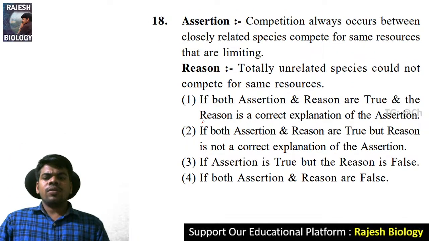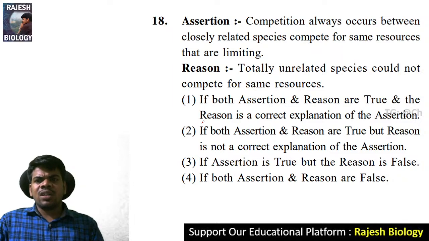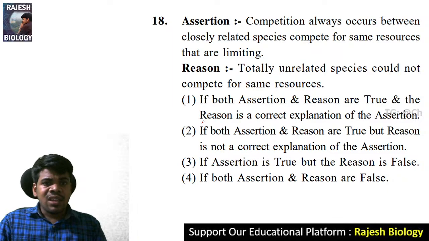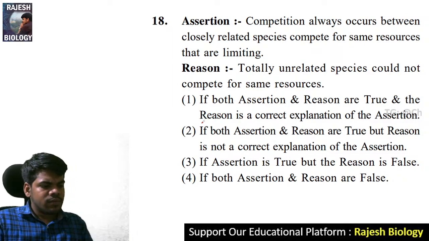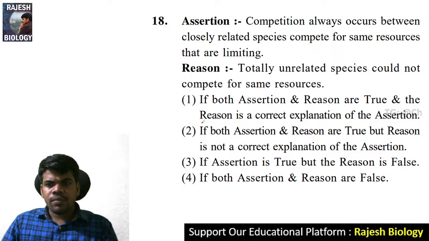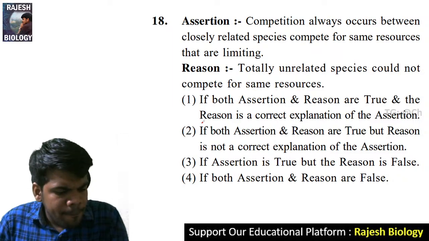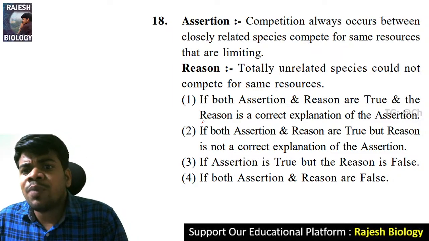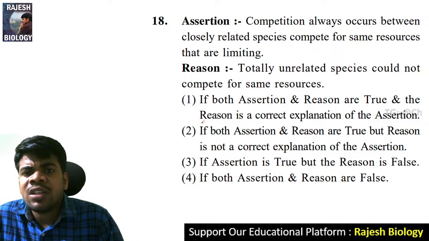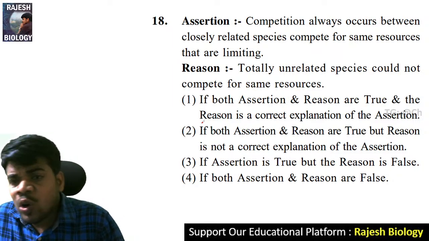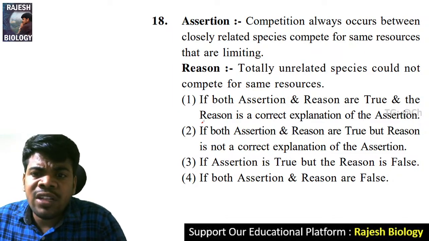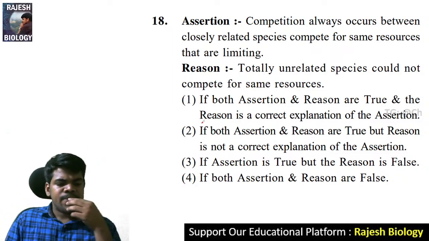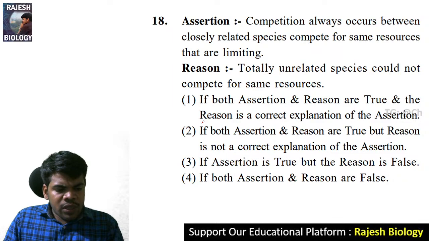Come to the 18th question. Assertion: Competition always occurs between closely related species that compete for the same resources that are limiting. Reason: Totally unrelated species could not compete for the same resources. Yeah, 18th question. Who is giving the answer for this?